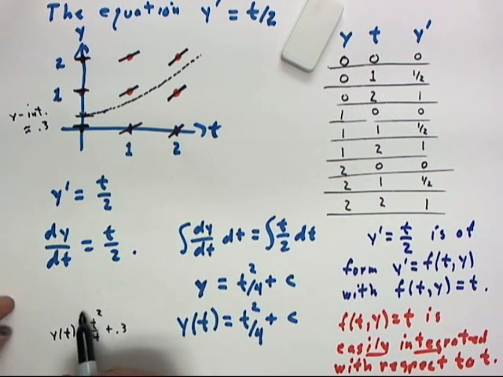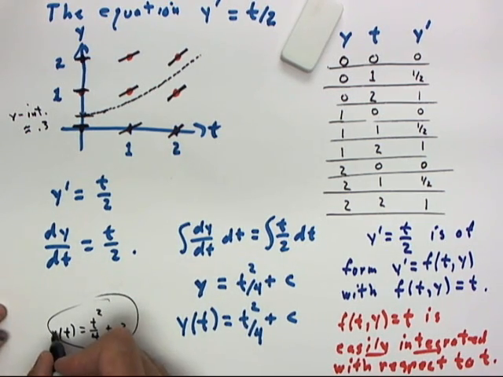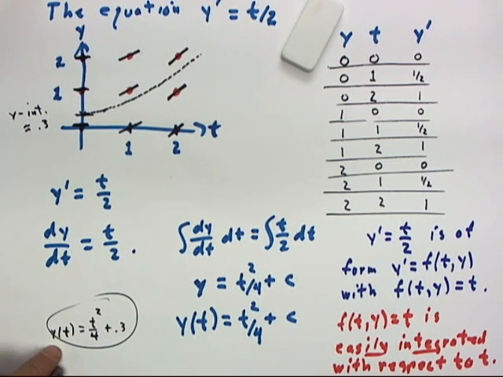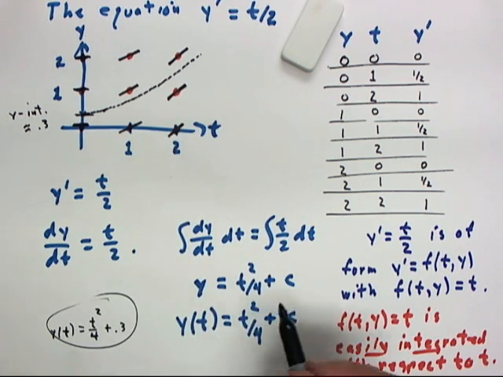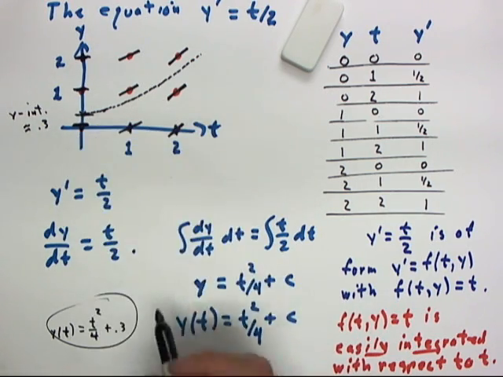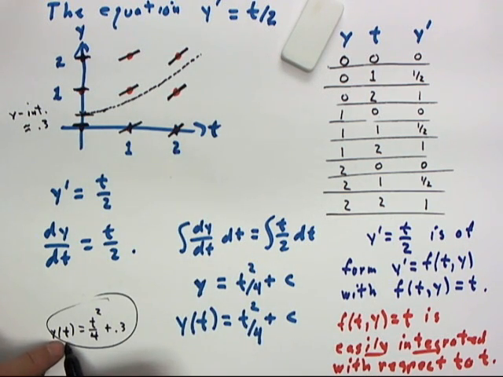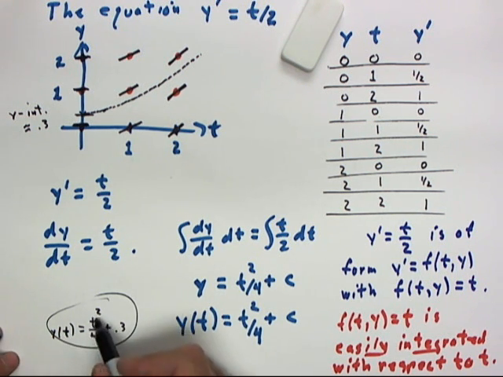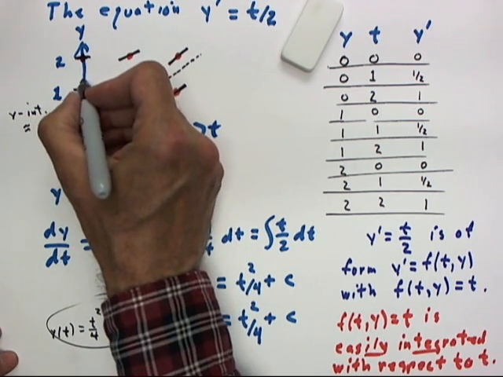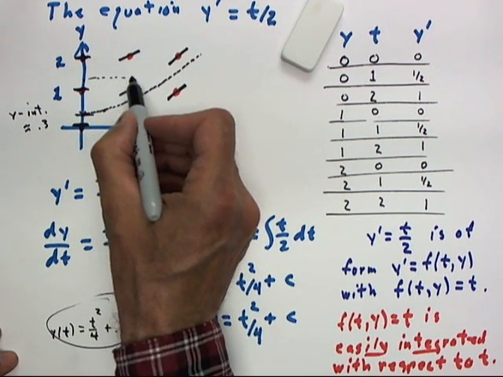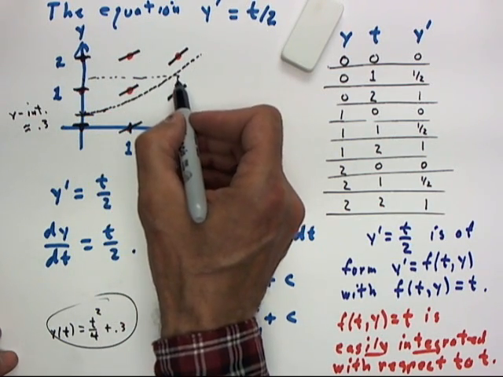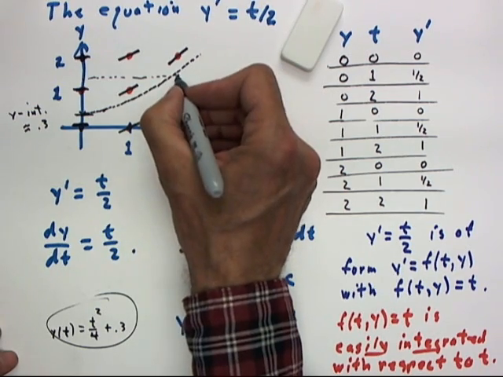Now let's see if this function, y of t equals t squared over 4 plus 0.3, is going to be a parabola. I just messed up my writing here. It's going to have y-intercept 0.3, and it's going to have an upward curvature. And when t reaches the value 2, then y of t should be 2 squared over 4 plus 0.3. That's 1.3, which means that the curve should ideally go through the point (2, 1.3).